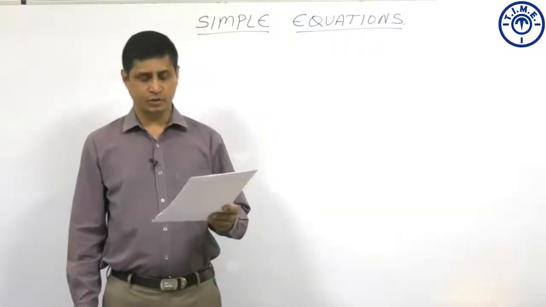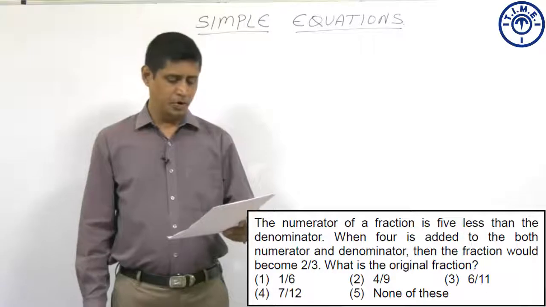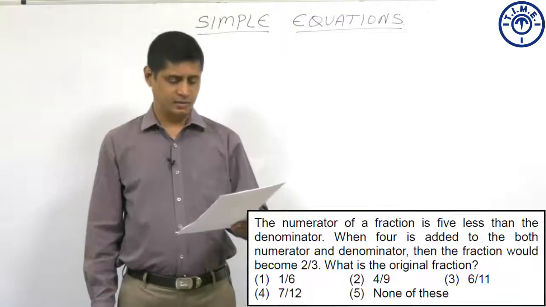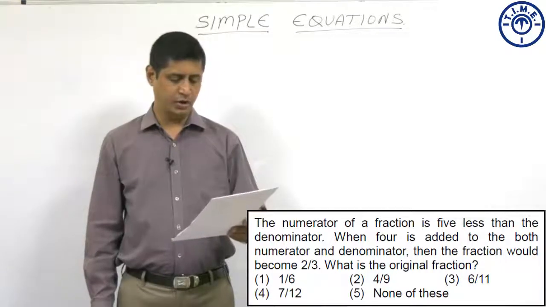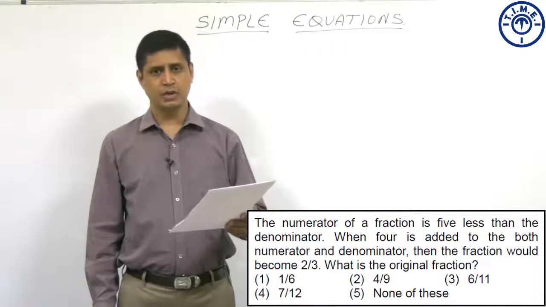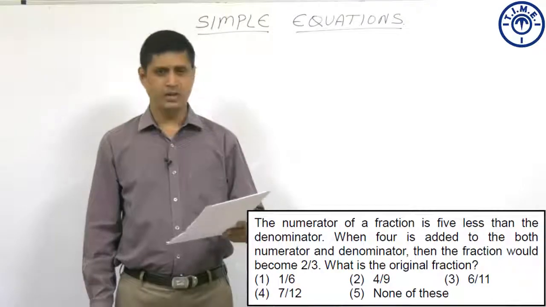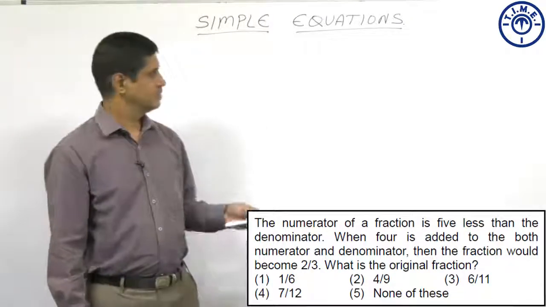Now look at the next question. The numerator of a fraction is 5 less than the denominator. When 4 is added to both the numerator and denominator, the fraction would become 2 by 3. What is the original fraction?